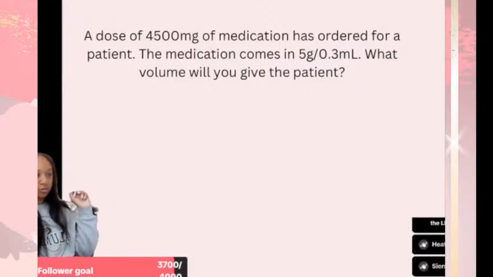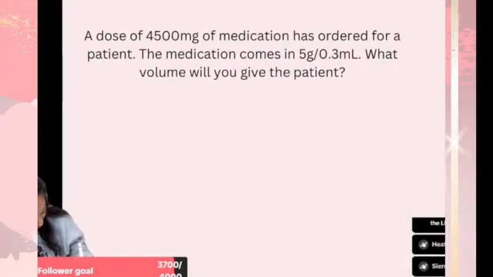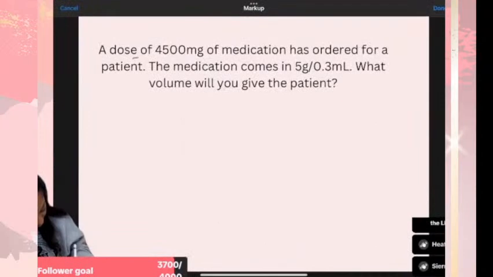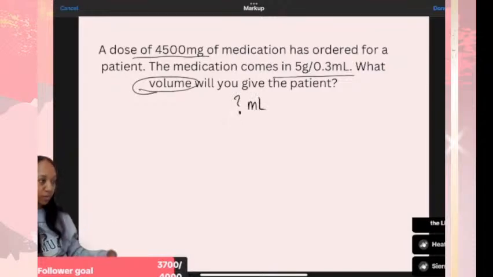Alright, so I've been asked to do desired over have and dimensional analysis tonight. So I'm going to start off with dimensional analysis, okay? So we have ordered this much. Yeah, this much. What we have on hand is this. And we are looking for volume. So we are looking for how many milliliters we are giving to our patient.